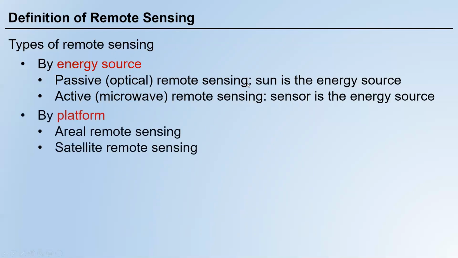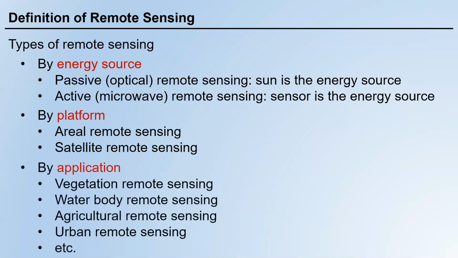So we can also differentiate different types of remote sensing using platforms, okay? If the sensor is mounted on a drone or an aircraft, it's called aerial remote sensing. If the sensor is mounted on a satellite or a spaceship, it's called satellite remote sensing. And by application, this one is more complex.